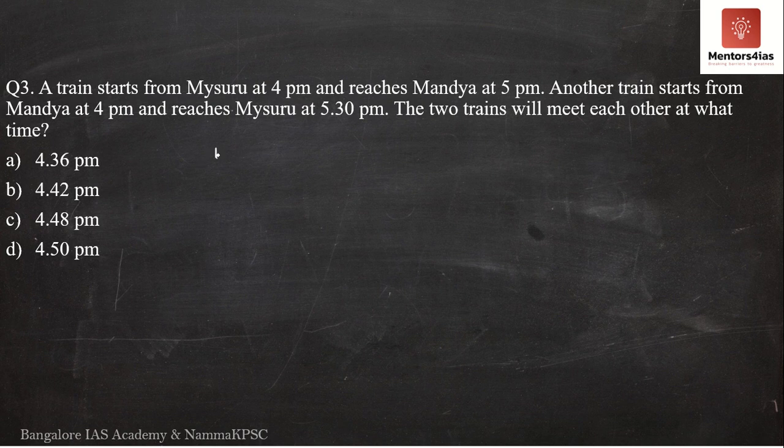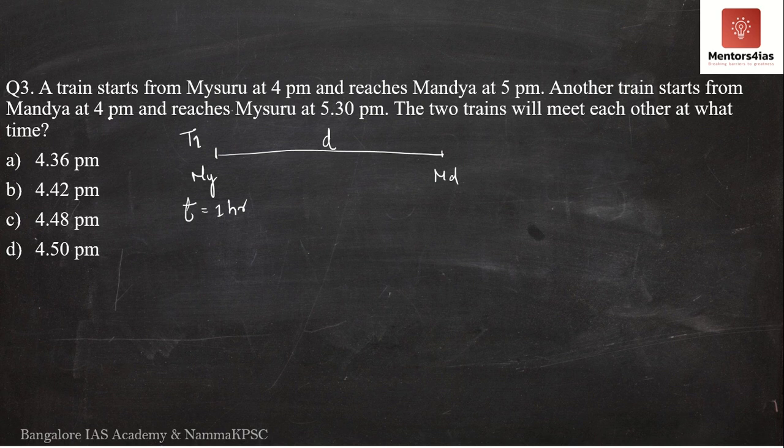Okay, so we have Mysuru and we have Mandya. Let me just say that this is the distance D between Mysore and Mandya. So the question is saying a train starts from Mysore at 4 p.m. and reaches Mandya at 5 p.m. Meaning what? What is the time taken by train 1, that is the first train, to cover distance D? It is 1 hour, correct? 4 p.m. to 5 p.m. So the first train takes 1 hour to cover distance D from Mysore to Mandya.